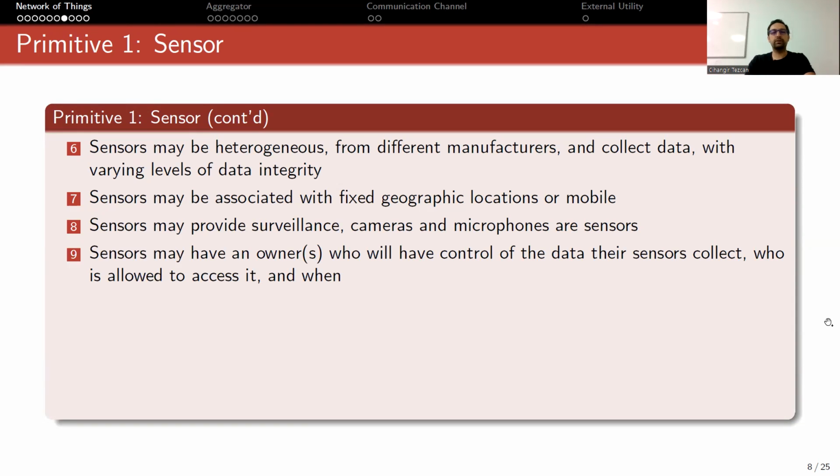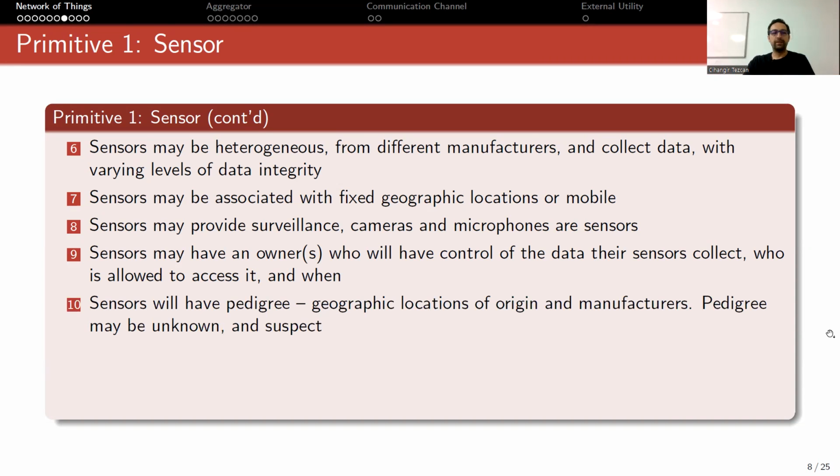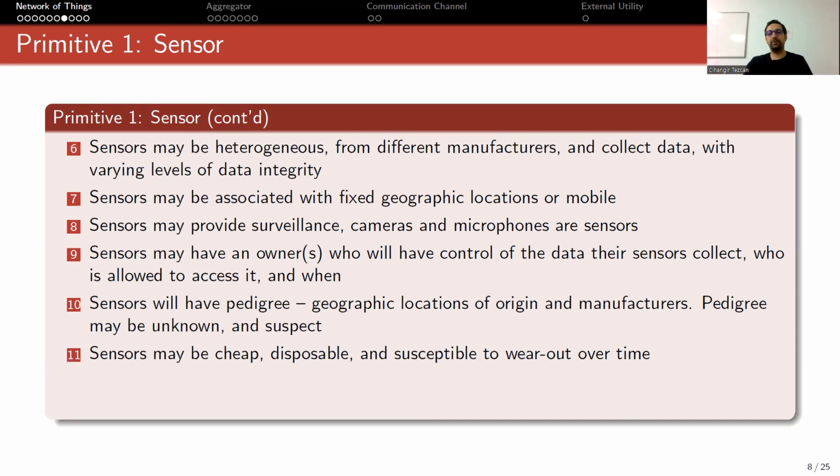Sensors may have an owner who will have control of the data their sensors collect, who is allowed to access it, and when. And sometimes companies may share their data. Sensors will have pedigree, geographic locations of origin, and manufacturers. Pedigree may be unknown and suspect. Sensors may be cheap, disposable, and susceptible to wear out over time.